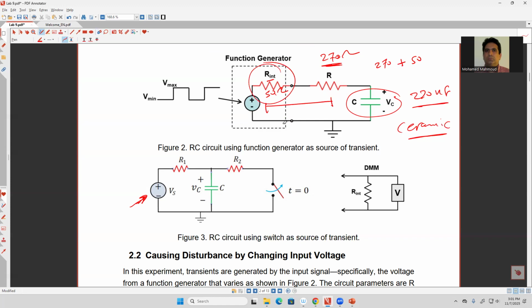Again, because some students may be confused: I did not put this internal resistance in the circuit. It's already in the function generator itself. I put this one, but I did not put that one. But I have to consider it because it became a part of the circuit.